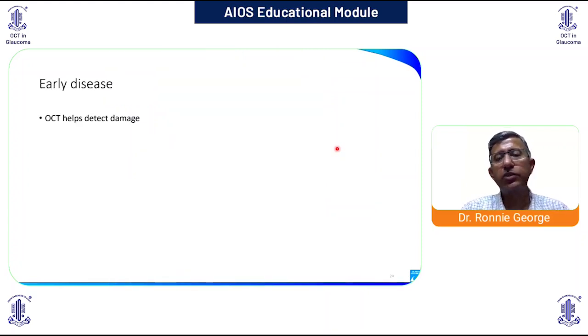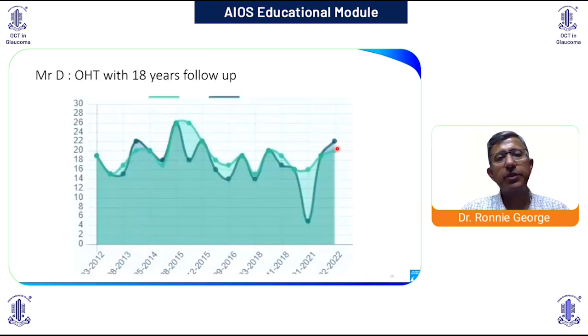So in early disease, OCT helps detect damage because, as we spoke earlier, in early disease, retinal ganglion cell change occurs before perimetric change. Now, this is somebody whom we followed for about 18 years, and this is a graph of his intraocular pressures, and you can see how they fluctuated over time. And he has been in the 25-26 range over time.